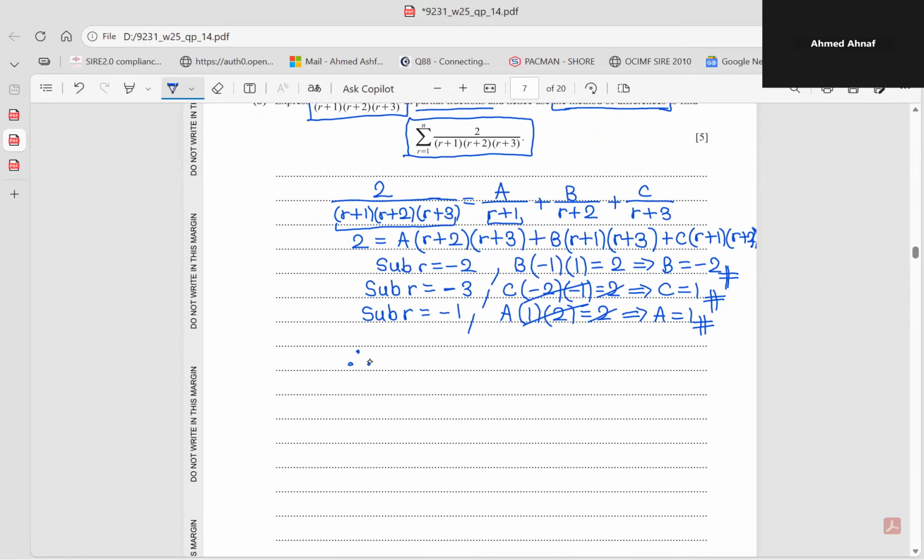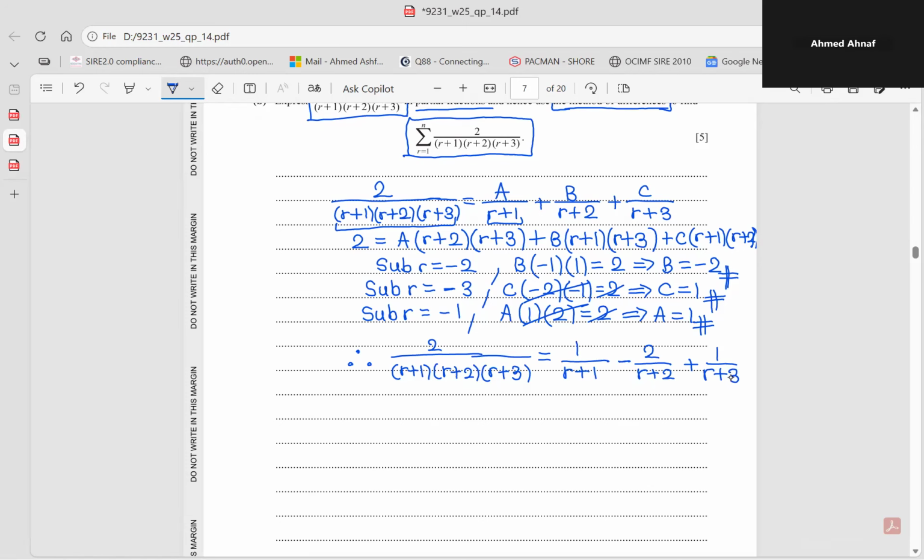And therefore, our final expression, not our final answer, but our final expression for this complicated expression, is 1 over r plus 1 minus 2 over r plus 2 plus 1 over r plus 3.